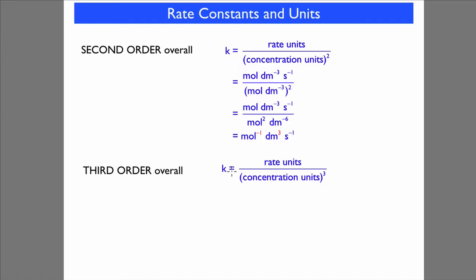So what about third order? Well, the moles per decimeter cubed for concentration will be cubed, giving us moles cubed decimeters to the -9. Again, just cancel them out. It's going to give you moles to the -2 and decimeters to the 6 per second.